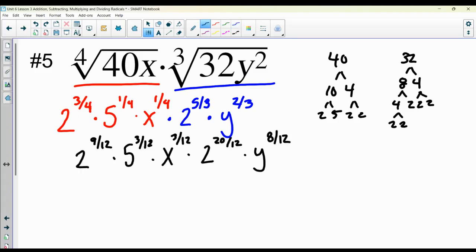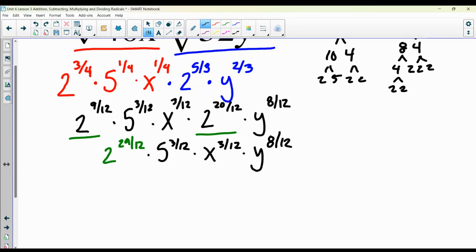Common denominators of 12s, as you can see, we add the exponents with the bases of 2 together. So 2 is the only one that we need to consider simplifying a little bit to get on the outside of the radical. Everything else is on the inside of the radical. So 29 12ths, how can we think of that as a mixed number?